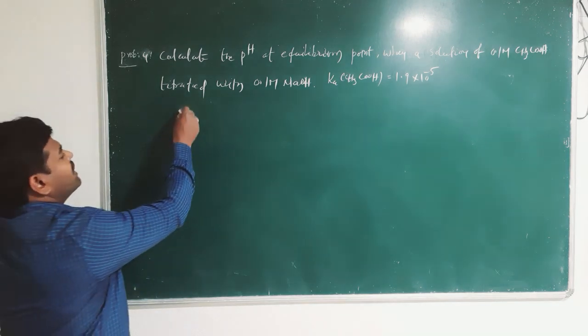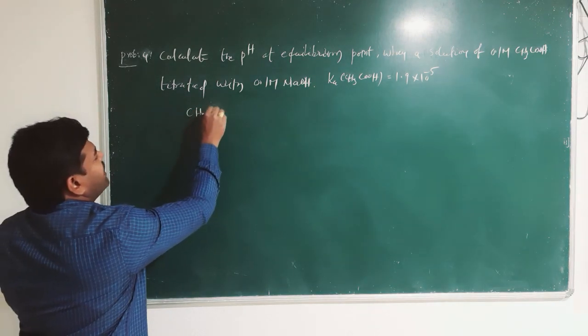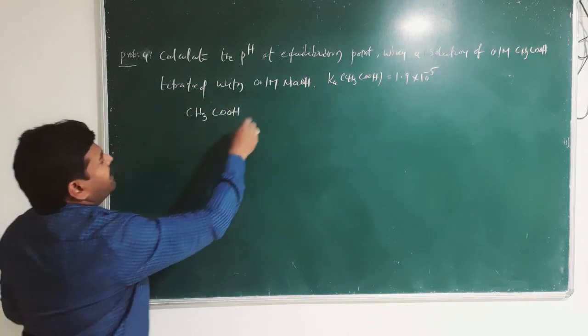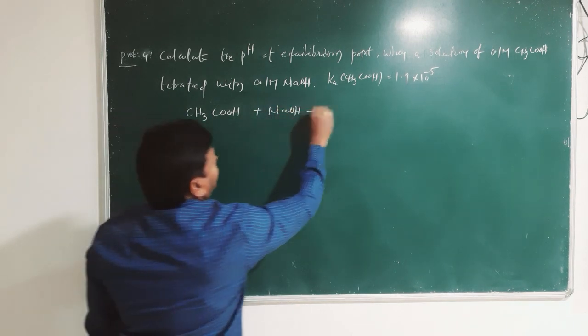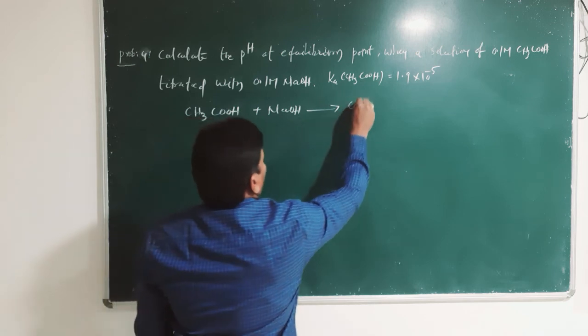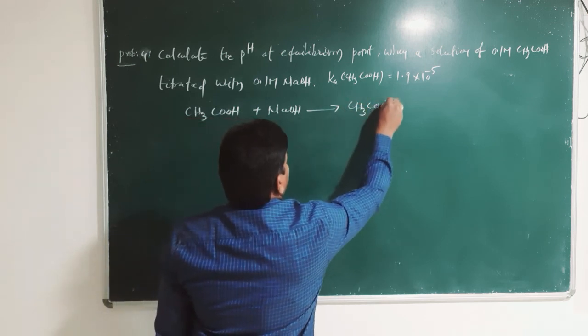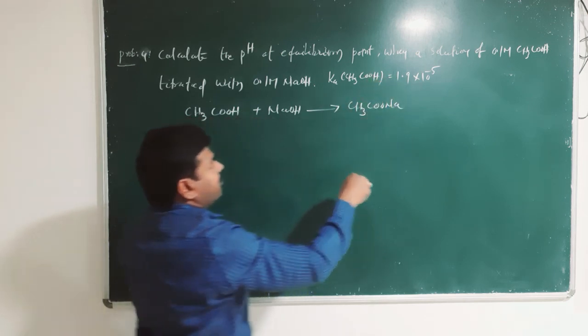Okay, so acetic acid is titrated with NaOH. What do we get? We get sodium acetate, CH3COONa.